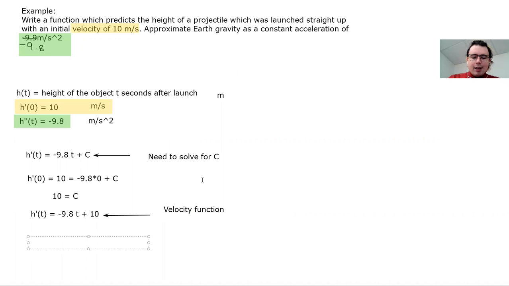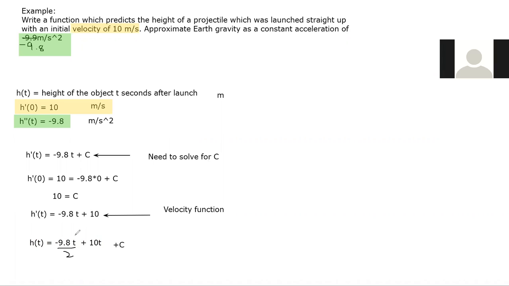So if this is my first derivative of the function I care about, what kind of formula does the height function have to be? What kind of function can have a linear polynomial as its derivative? Only a quadratic function, only a quadratic polynomial. So this has got to be negative 9.8t squared plus 10t plus a constant. And I need to divide here. Let me just draw that in by hand. There we go.